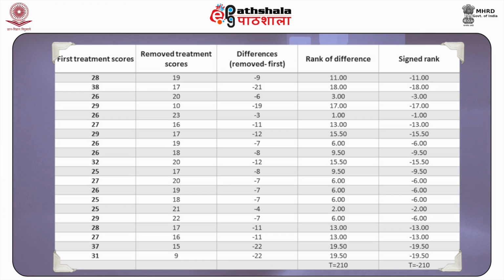Let us look at the first set of scores in the second row. The first treatment score, suppose, is 28 and the removed treatment score is 19. So, a difference of -9 is there, and similarly we do it for other scores, and then these differences are ranked and we have a sign rank for the scores. One can go through the table and understand how the ranking is done.